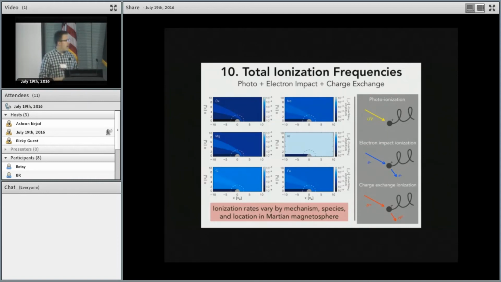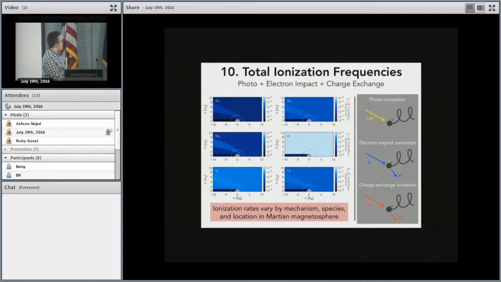A lot of the quantum mechanics comes into being important for how efficient these processes are, but it also varies in different regions in the Mars magnetosphere. You have different electron densities, or different electron temperatures, or solar wind. The plot that you're seeing here is by species. We have oxygen, magnesium, silicon, sodium, aluminum, and iron, and the blue colors are essentially telling you the total ionization rate. So I mentioned earlier, for example, aluminum has the highest photoionization rate, so anytime the aluminum neutrals are in sunlight, they're very rapidly ionized.